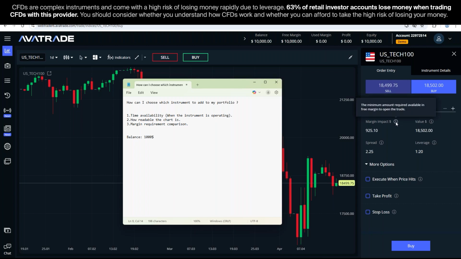to use 92% of my balance, 92.5% of my, sorry, not balance, margin. So this is also one of the choices that I need to make. I can always increase and add more capital. It depends what you prefer to do.